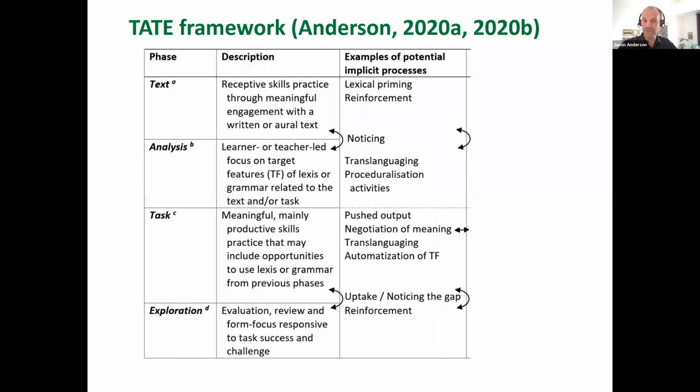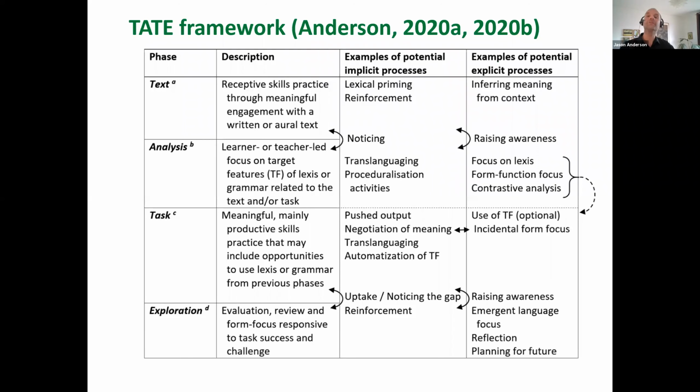Then the task could include a range of different implicit processes, negotiation of meaning, automation, pushed output, and then the exploration can include things like evaluation, a review of what we've learned in the lesson, what we've done, a form focus that's responsive to the task success and the task challenges. And then there are explicit processes that can also take place at each of these stages that link the 4 stages together.